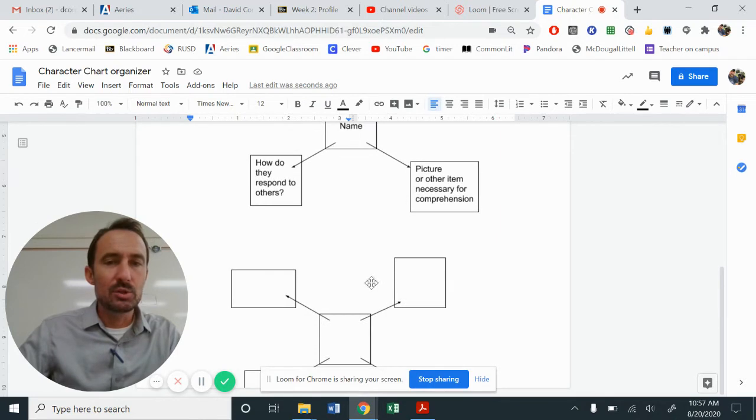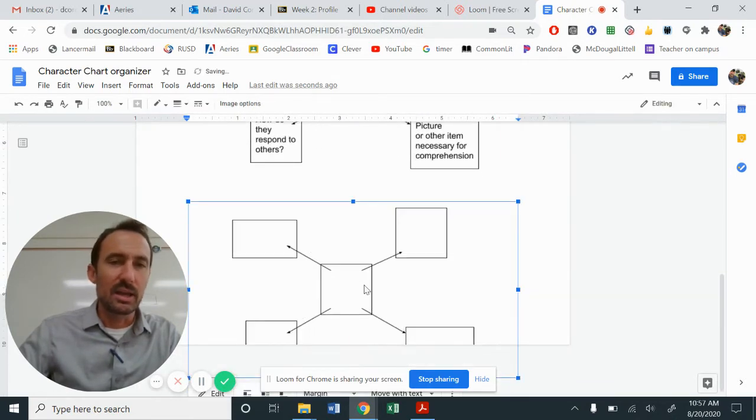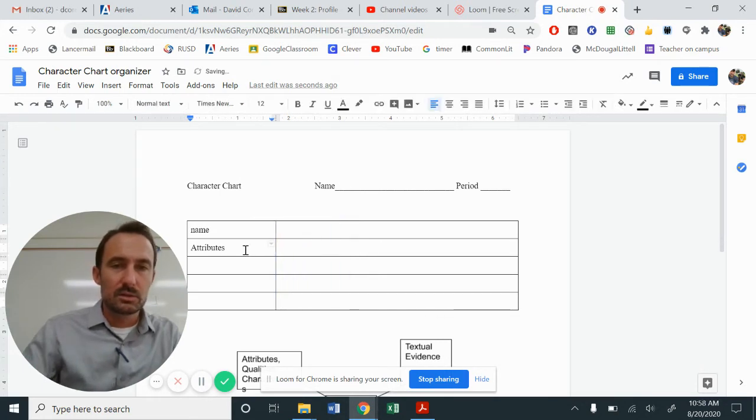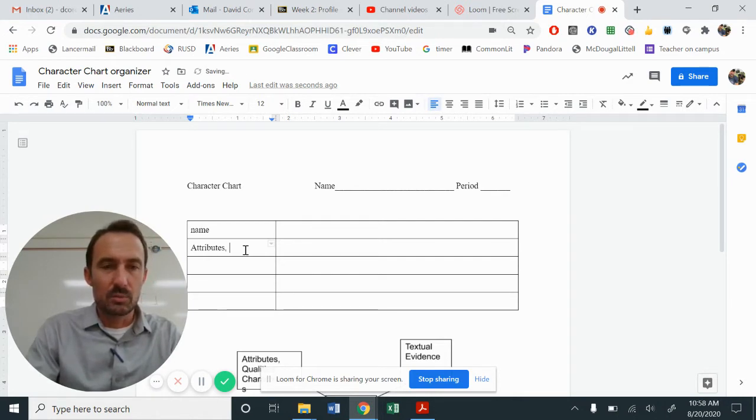If you are able to, on the blank document, just like you see here, again, it is an image, a picture, so it might be a little bit difficult. If you would just like to do a chart like this, you can. I'm going to slide this over to give me more room on the other side. So attributes, what's the other thing? Qualities.